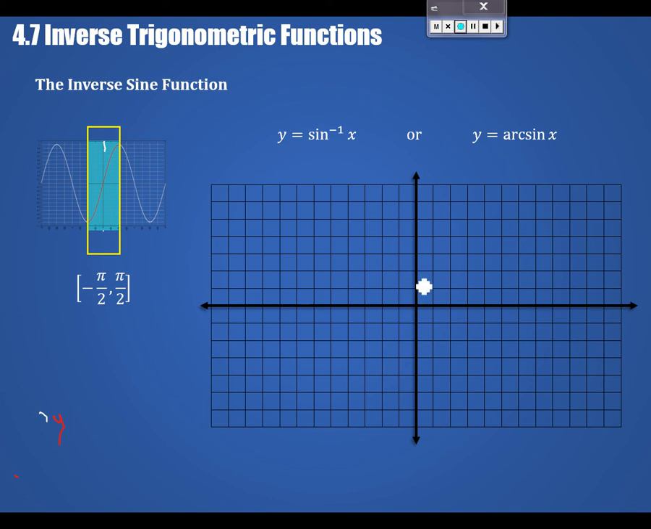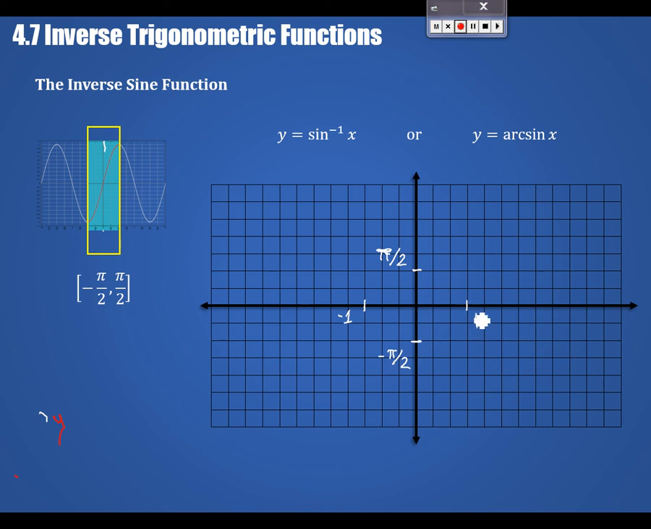So I'll put this arbitrarily, we'll call that pi over 2 right there, and we'll call this negative pi over 2. That's the range. The domain of sine we're taking to be negative to positive pi over 2, and that will be the new range of sine inverse. What's the domain of sine inverse over here? Negative 1 to 1, because that's the range of the original function. So I'll just put it there and there.